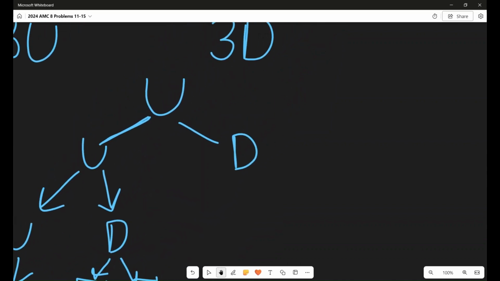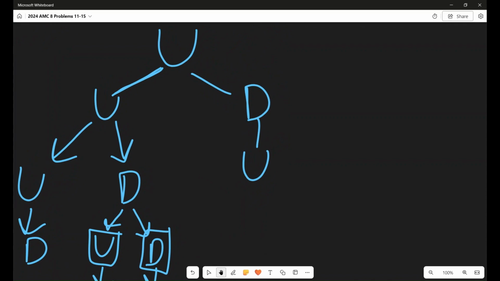So now we can go to the other side of this tree that we have here. So we're starting with up and then down. After that, you have to go up because you'll be back at the ground and you cannot go down again. Now, where have we seen this before? 2 ups and 1 down already.